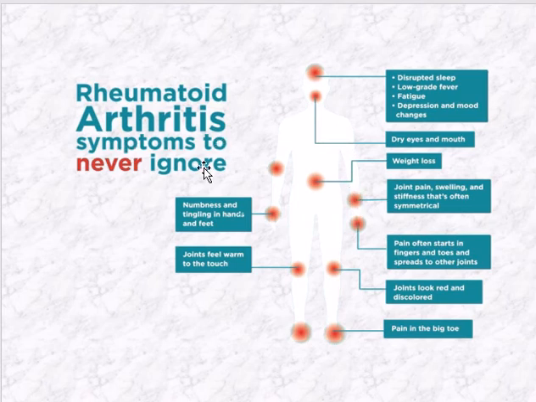Rheumatoid arthritis symptoms to never ignore. Basically, if we look here, in rheumatoid arthritis you can see disrupted sleep, low-grade fever, fatigue, dry eyes and mouth, weight loss, joint pain, swelling, and stiffness. Pain may start in the fingers and toes and spread to other joints, and joints look red and discolored, or there is pain in the big toe, numbness and tingling in the hands and feet. Further, the joint feels warm to the touch. These are typical symptoms of rheumatoid arthritis.